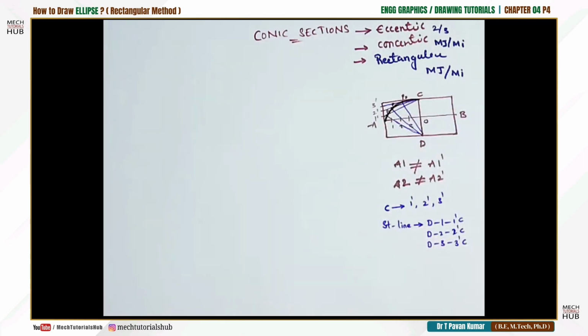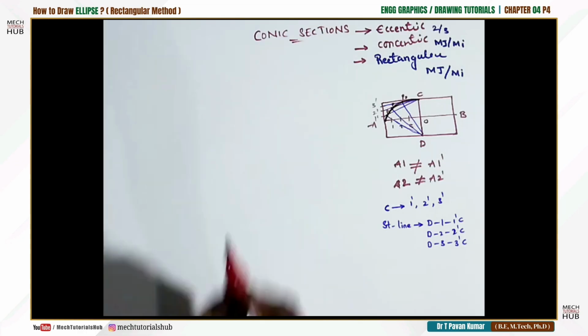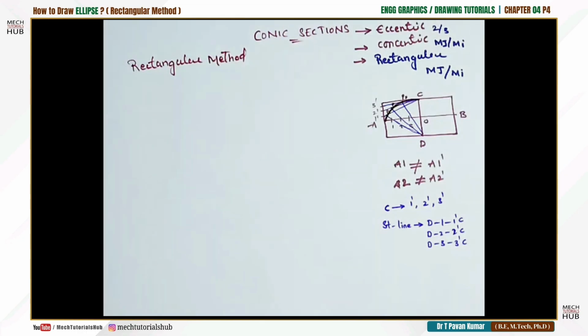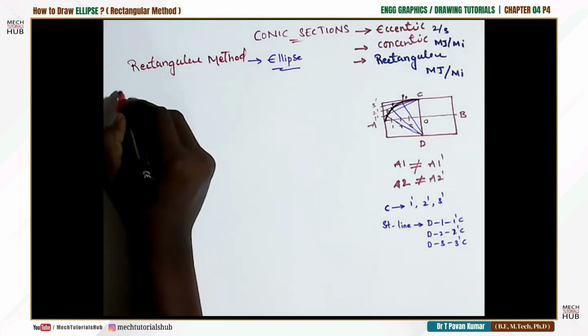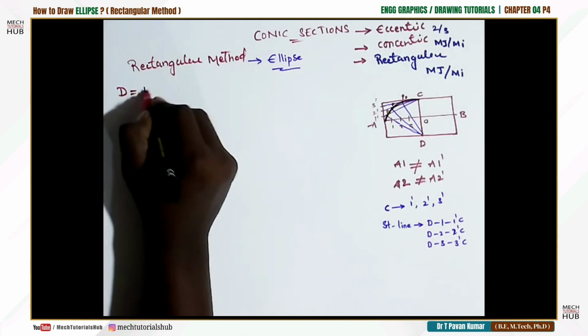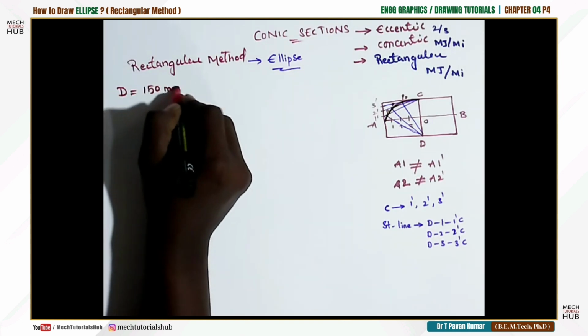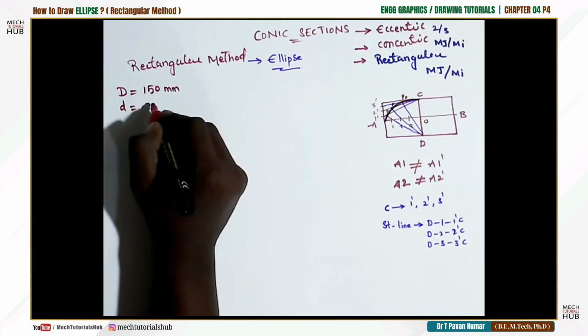Okay, I'm going to construct the same here. Let us consider a question by the rectangular method. We are trying to develop the rectangular method of drawing an ellipse. If this is the case, what do we need to do? Let us consider capital D given as 150 mm, and small d as 80 mm.